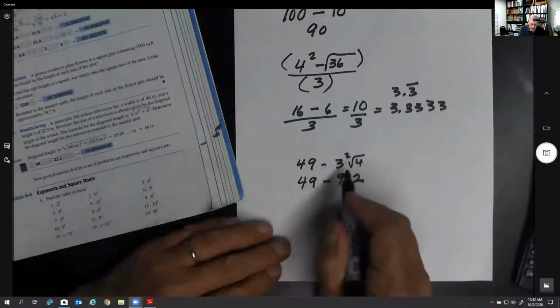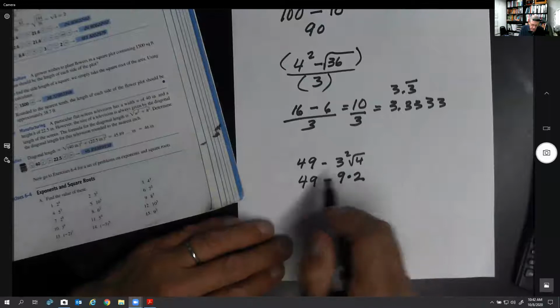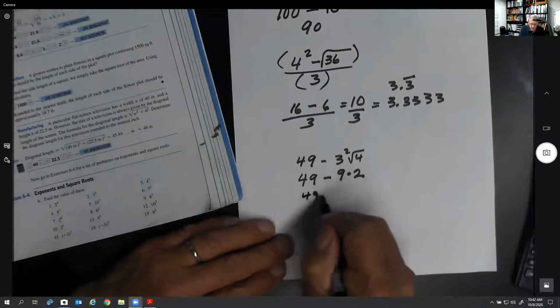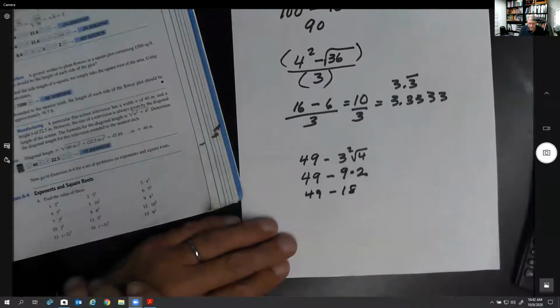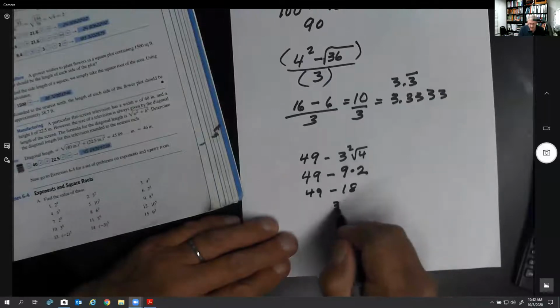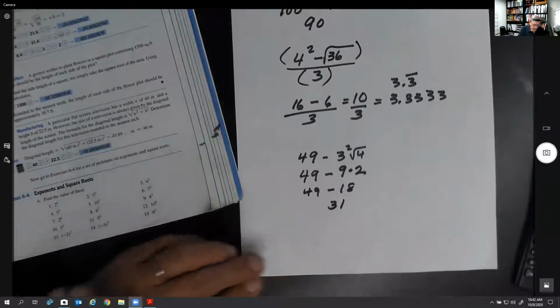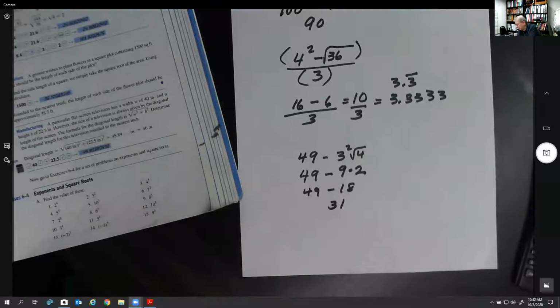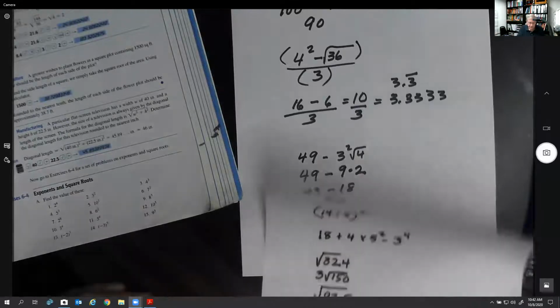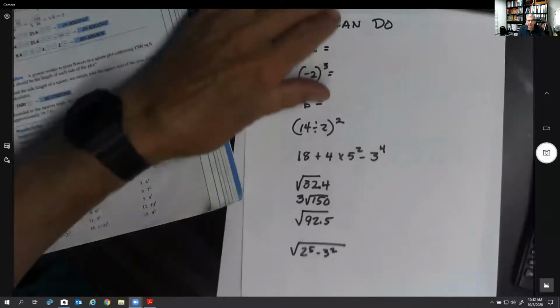Now we have to do the multiplication before we do the subtraction. Order of operation. Then we can subtract. See, it'll make a difference. All right, let's see if we can do these problems. I think I wrote some on a sheet of paper if I can find it. Bingo. Can you do these?